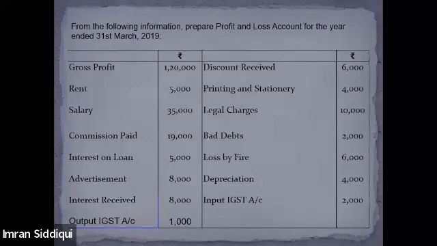The difference between the input IGST and output IGST will be indicated in the balance sheet. So these two items are not related to the profit and loss account. The difference arising between the input IGST and output IGST will be shown on the asset side of the balance sheet, which we'll talk about later. Right now, you just need to ignore input and output IGST. This is of no use in the formation of the profit and loss account. I hope this is clear to everyone.